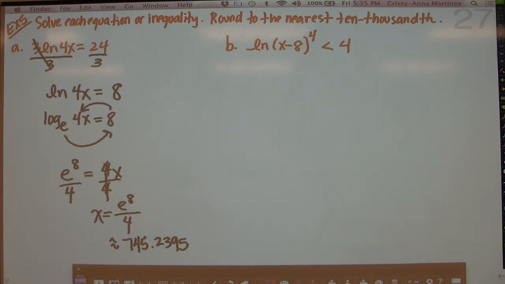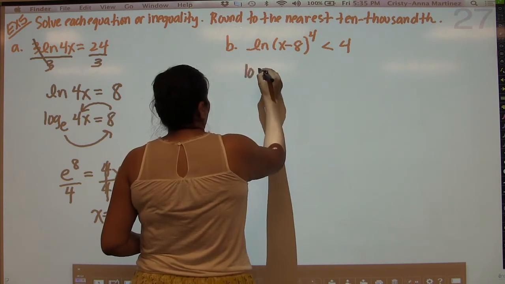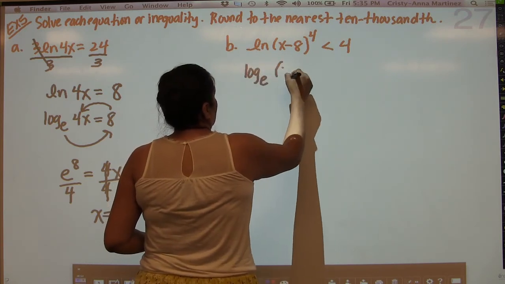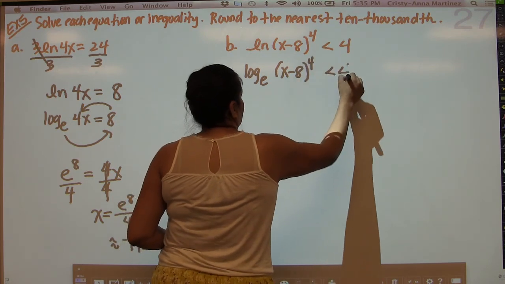In the case of the inequality, you have to remember that when you do the exponential thing, we're going to have to use our property of equality for exponential functions. So basically, in this case, there's nothing to divide by, but we have log base e of x minus 8 to the 4th less than 4.